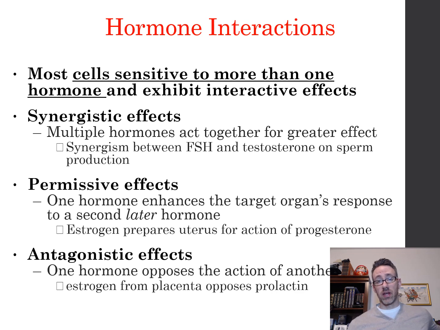Antagonistic effects are opposing effects, and we see quite a bit of that. For example, estrogen from the placenta opposes prolactin, so prolactin is not produced. Insulin and glucagon are opposing: insulin lowers glucose levels, and glucagon helps raise it. Parathyroid hormone raises calcium levels, whereas calcitonin lowers it. So those would be antagonistic examples.